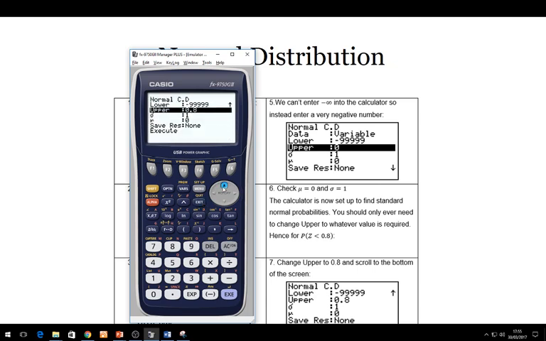Now all of these settings will stay the same unless you reset your calculator. If you do, you obviously need to go back through it and set it up again properly. But when you come into using it, this is the only value to change. Everything else you should keep fixed as lower limit a really, really big negative, a standard deviation of 1 and a mu or mean of 0.